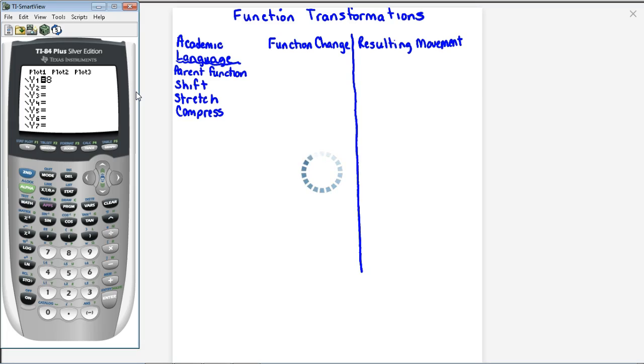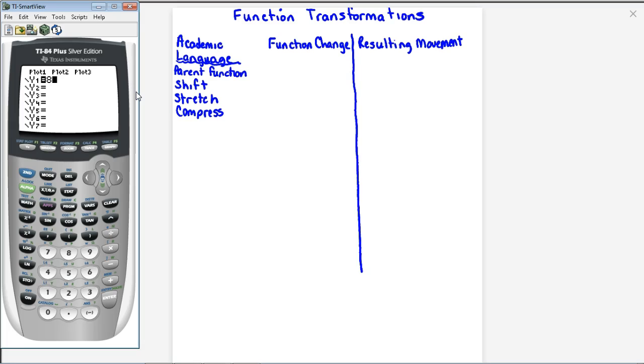And you're back. Okay, so function transformations. It's just kind of taking a parent function and moving it around. Write down what I have so far, and we're just going to kind of fill out a table.